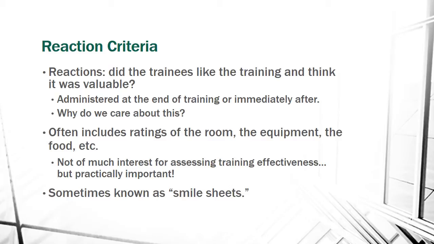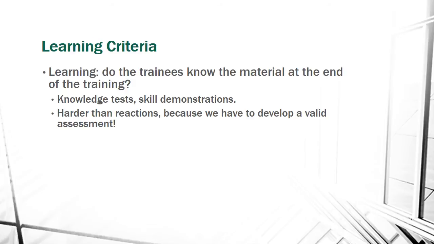Moving to something a little bit more complicated, the next level in Kirkpatrick's taxonomy is learning criteria. Okay, you liked the training. Did you learn anything? At the end of the training, do you know what you were supposed to have been trained on? So when we assess learning criteria, we're typically using things like knowledge tests, or we have some sort of assessment set up where we ask trainees to demonstrate the skills that they learned.